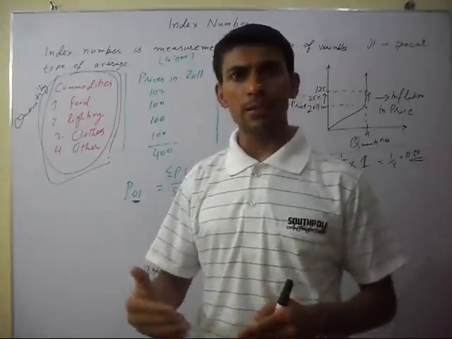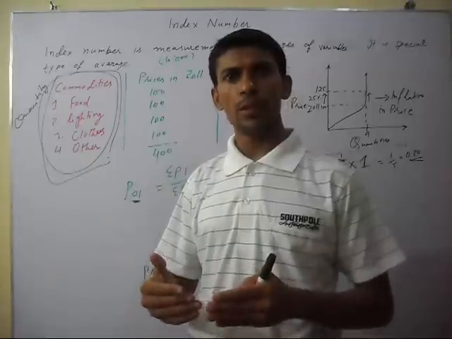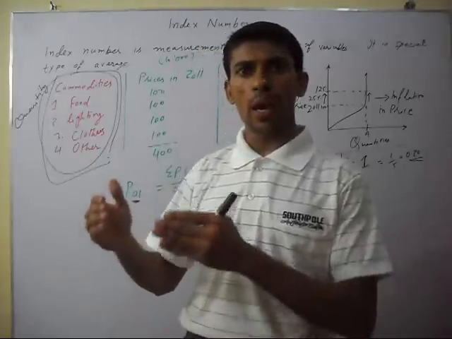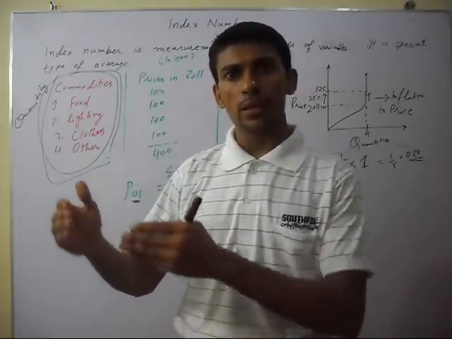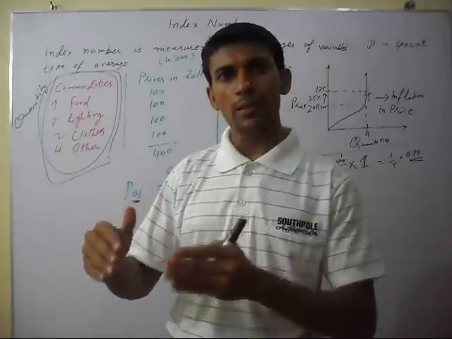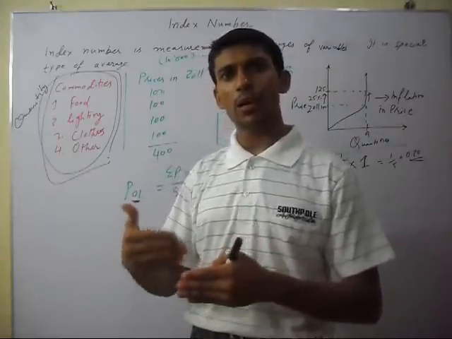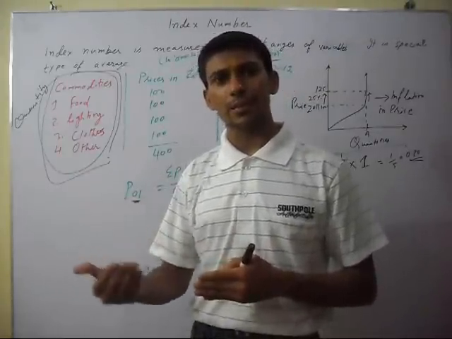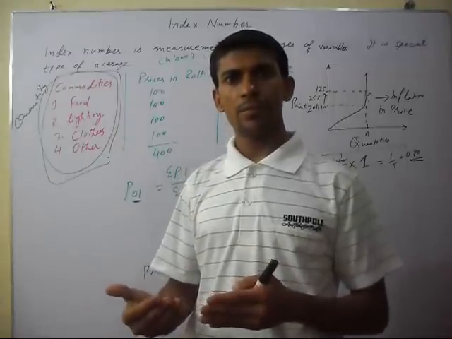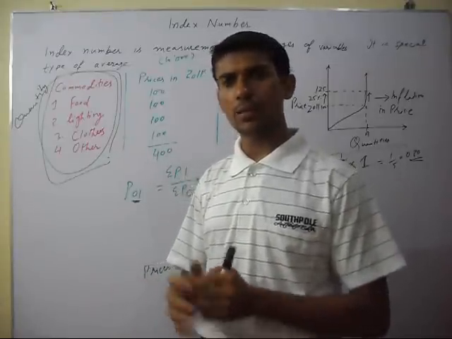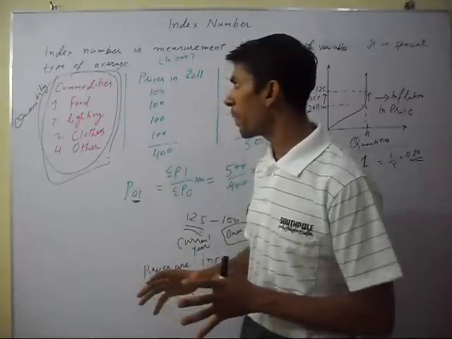Not just in prices, but in the quantity also. Suppose we bought a quantity in the previous year, and this year the quantity decreases. So index number also tells this. So we are taking just a simple example.